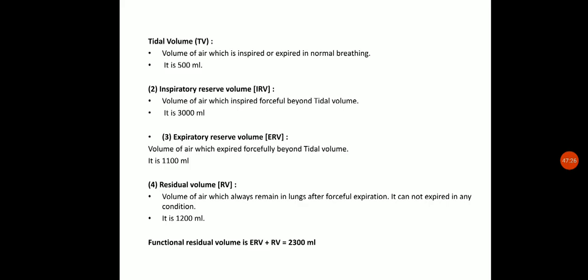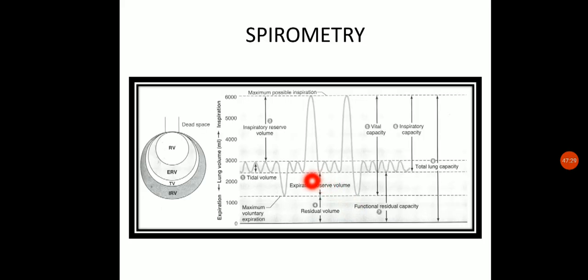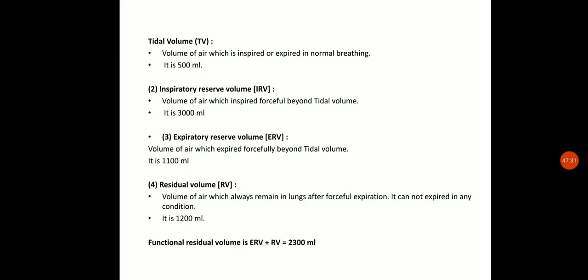Now, functional residual capacity is the ERV plus RV. What is the functional residual capacity? It's the sum of ERV plus RV, that is 1100 plus 1200. It's the volume of air that remains in the lungs after normal expiration. Once the normal expiration is completed, this volume of air is still present in the lungs, and this includes the expiratory reserve volume and the residual volume. The sum of both, 1100 plus 1200, is equal to 2300 ml of total gas volume.